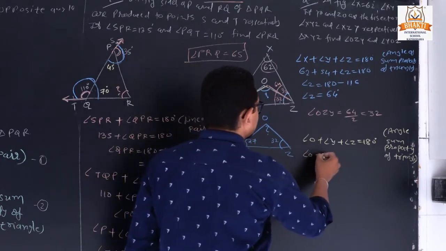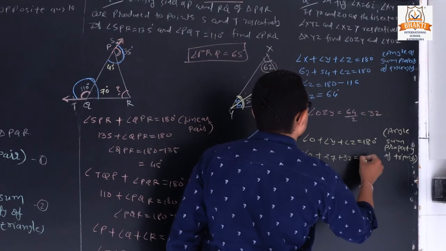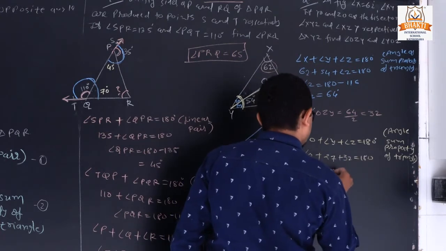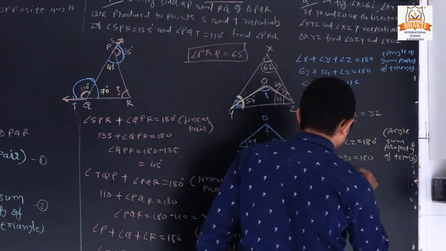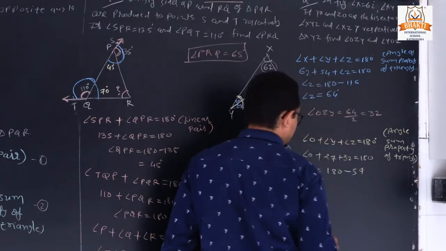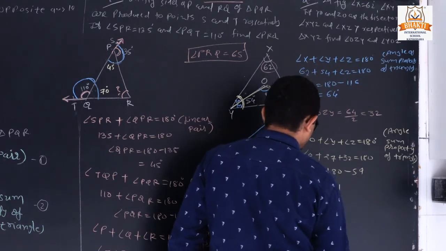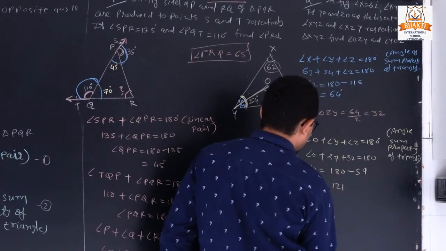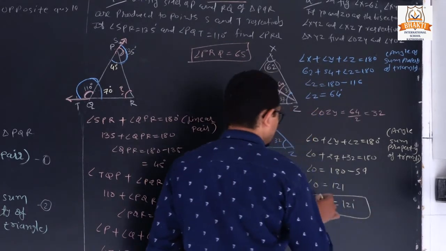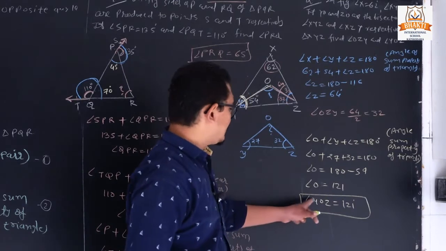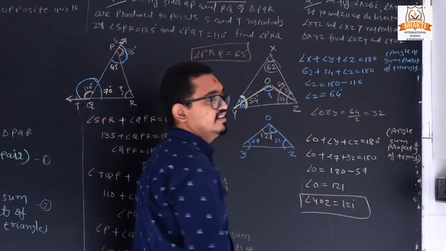Now OE will be the same. Y is 27 plus 32, so angle O is equal to 180 minus the sum of these both, so it is 59, and 180 minus 59 is 121. So we can also write it as YOZ, because here angle O, or also we can write YOZ. So the answer of this is 121.